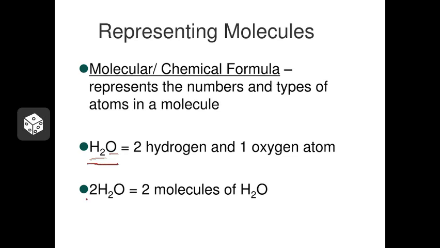Now, if you were to see it with a 2 in front of it, that's called a coefficient. And a coefficient tells you how many of these molecules you have. So if you just saw H2O by itself, that would tell you that you have 1 molecule of that in a jar, for instance. But if you saw 2 H2O, that would tell you that you have 2 molecules in your jar.